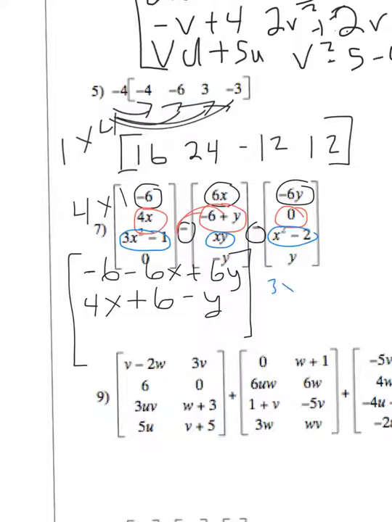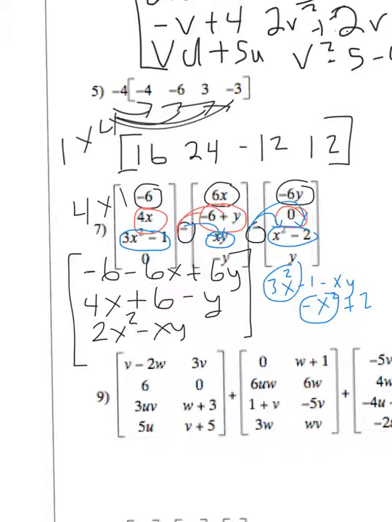So I've got 3x squared minus 1, but then I've got to get this negative into there, so it's going to be minus xy, and then this negative goes on both of them, so it's going to be minus x squared plus 2. Now 3x squared and minus x squared are like terms, so 3x squared minus x squared is 2x squared, and then I've got a negative xy term, and then here I have a minus 1 and a plus 2, so that it'll finish off with a plus 1.